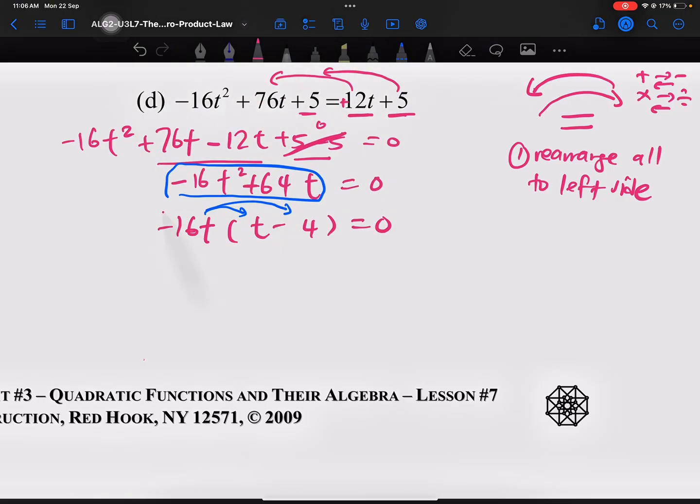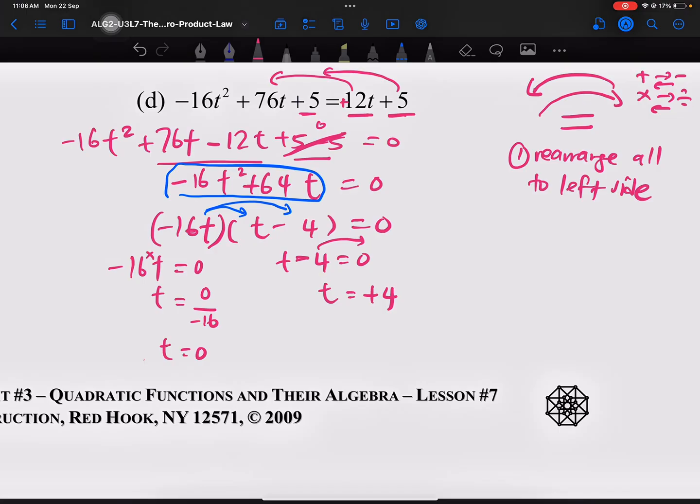I already have two things that I can let equal 0. So negative 16t equals 0 by using the zero product law. t minus 4 equals 0. Now, t, this is multiply, right? So 0 multiplied by negative 16 is 0. t equals minus 4, jump to the other house, plus 4.